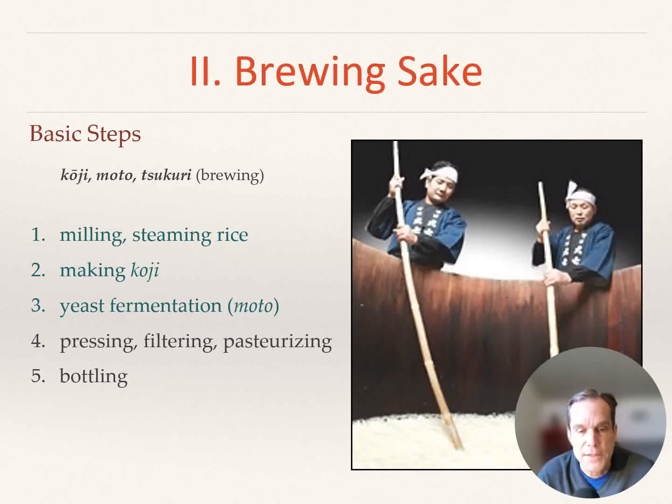Finally, the sake will be pressed so that the solids that are left over from the brewing are pressed out and the liquid is kept. So separating the solids from the liquid is the pressing process. Then the sake is filtered and pasteurized and bottled, and we wait a while to enjoy it. So I'm going to look at each one of these steps up closely.